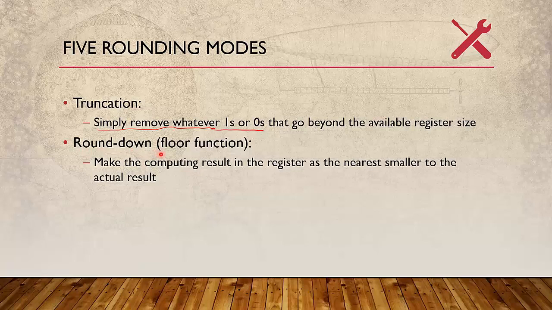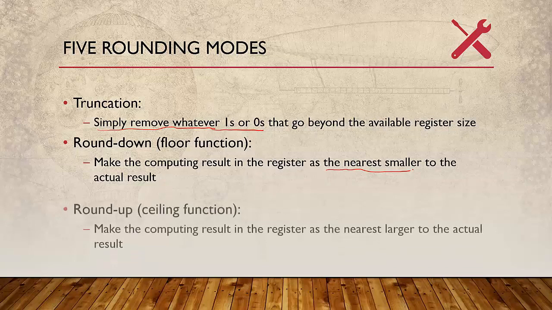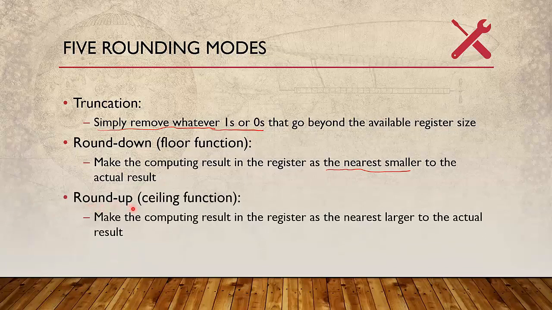Second is round down, or in programming code we call it the floor function. Also in Math we call the same function. What we do is we just keep the content in the register to the nearest value but smaller than the actual one. Later we will see one example. The third one is rounding up, or round up. We call it the ceiling function in Math and coding. What we do is similar to round down, but now we want to keep the nearest but larger value to the actual result.